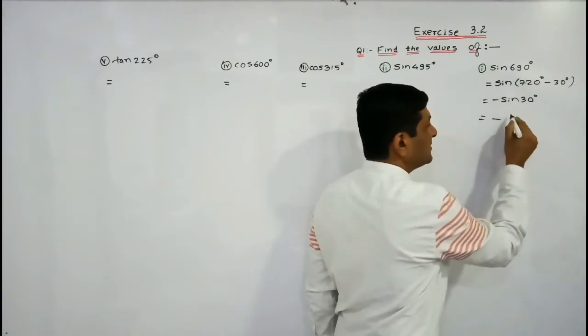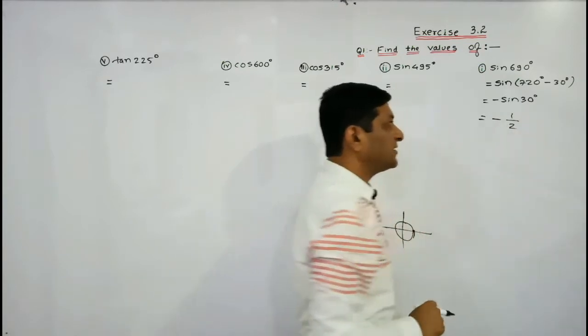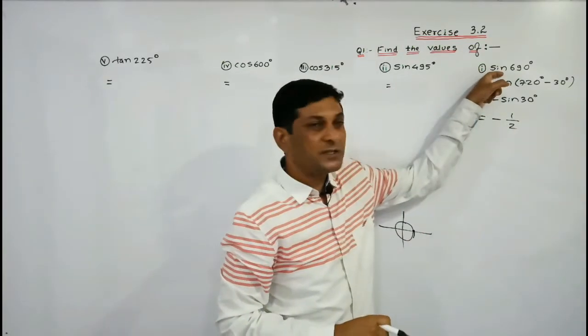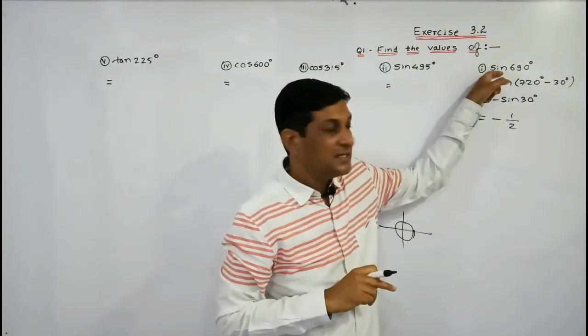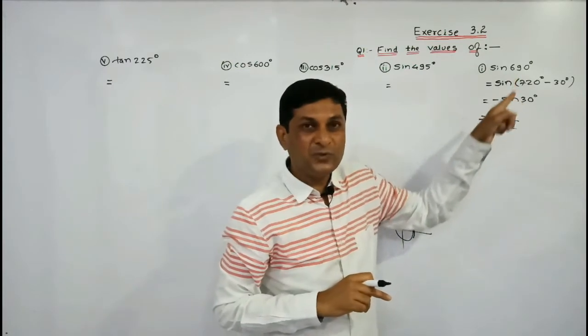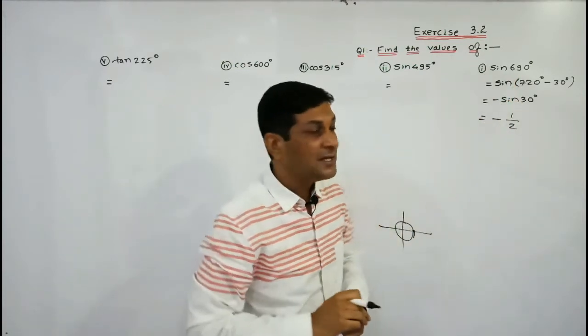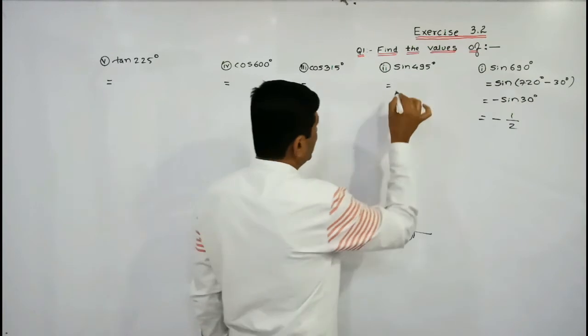What is the value of sine 30? 1 by 2. Sine 30 is 1 by 2. In this way we have got the value of sine 690 is equal to minus 1 by 2 using allied angle formulas. Now let us try to solve this example.